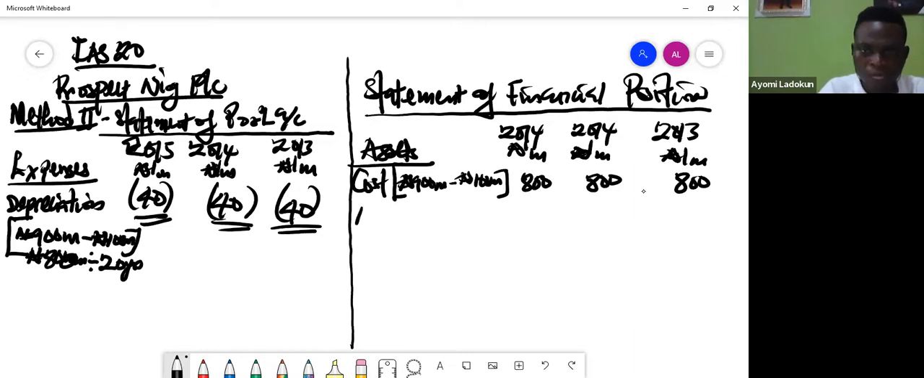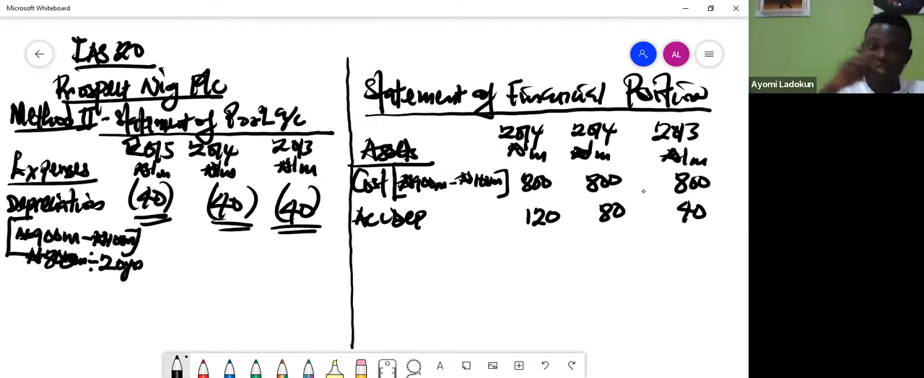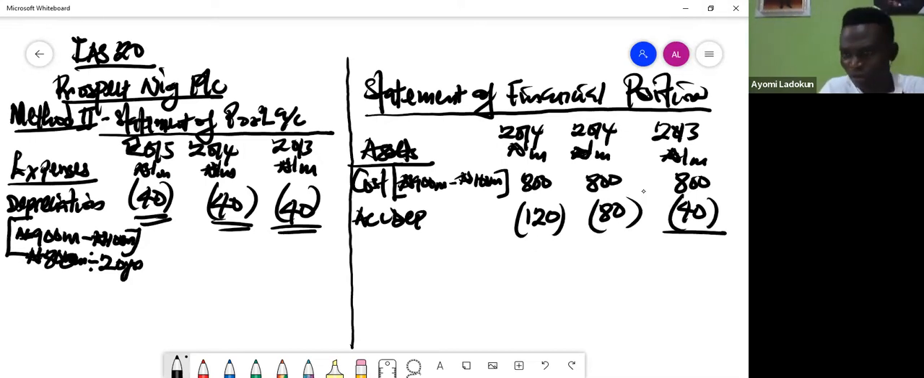So I'll now come here and charge accumulated depreciation. Most likely I'll charge 40 in year 1, 80 in year 2, and 120 in year 3. Why? Because we maintain constant cost at the beginning of each year. So if I remove 40 from that, that should give me 760, if I'm not mistaken.